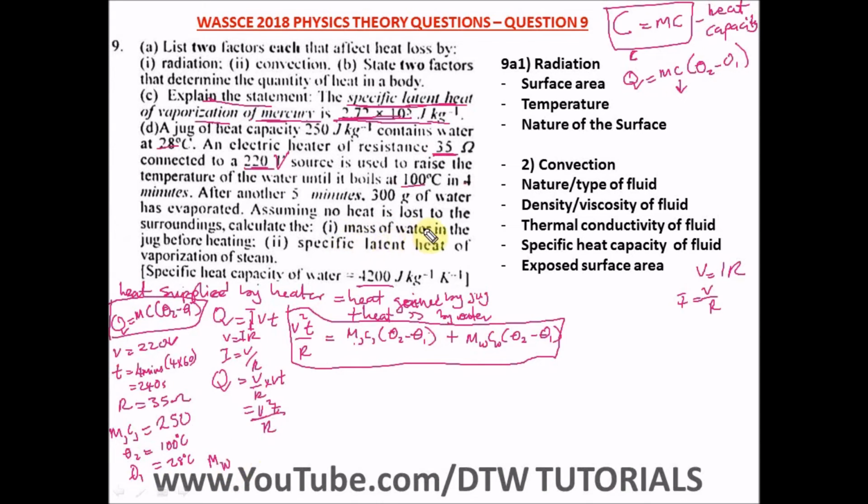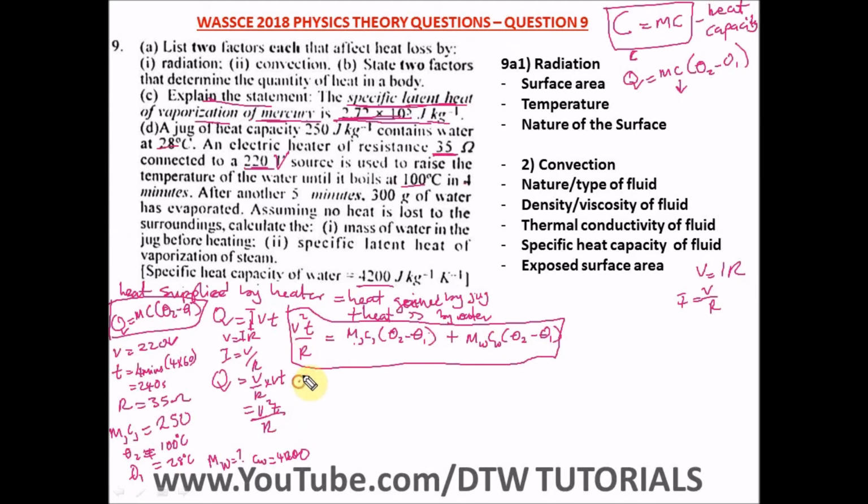We're looking for the mass of the water in the jug before heating, which is MW. This is our unknown. And our CW, the specific heat capacity of water, is 4,200. So CW is equal to 4,200, where θ2 and θ1 are still 100 and 28 degrees Celsius. All right, so let's now put in all these values.